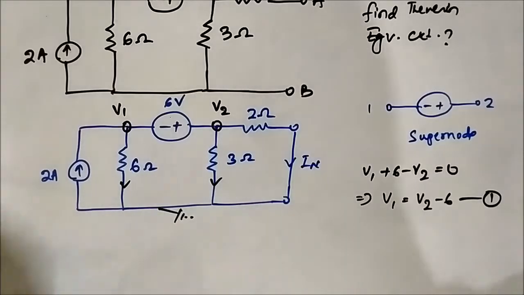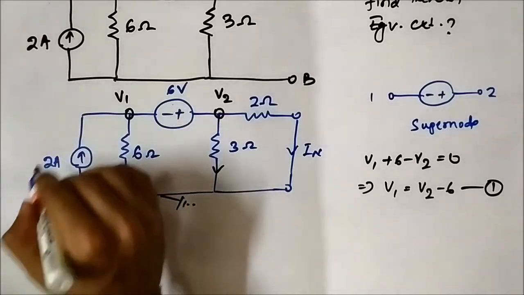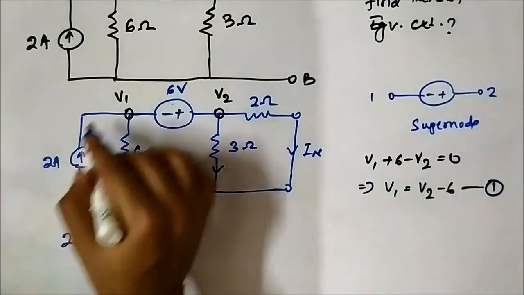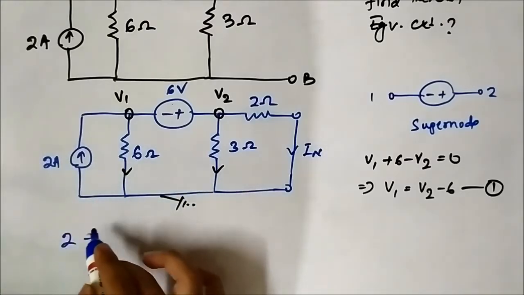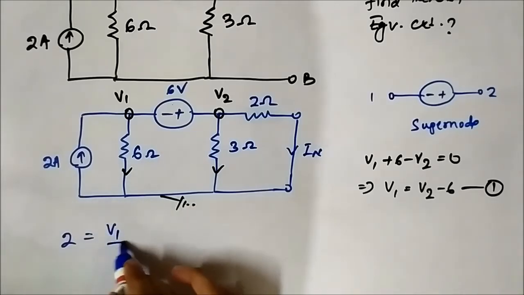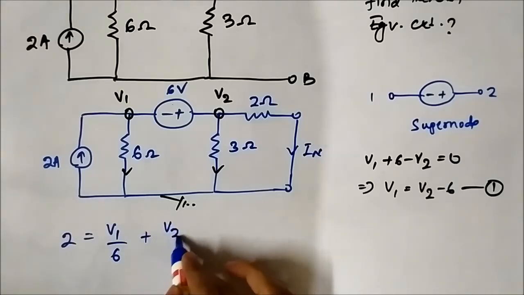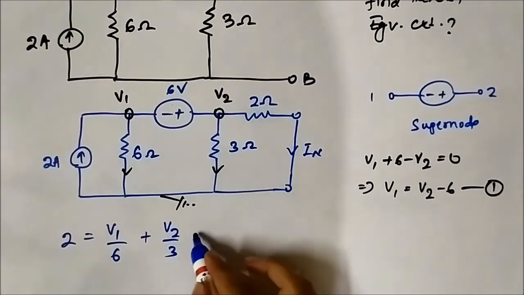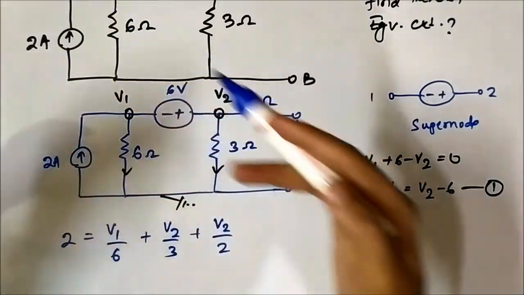So when we apply KCL here, we will have 2, it is going towards this node. So remember, node 1 and 2 are combined, it is 1. So the only incoming current to the node is 2. So 2 is equal to, all remaining are outgoing currents: V1 minus ground by 6, then V2 by 3, okay, then V2 by 2. Okay, pay attention, I have applied the KCL throughout the node, the super node.